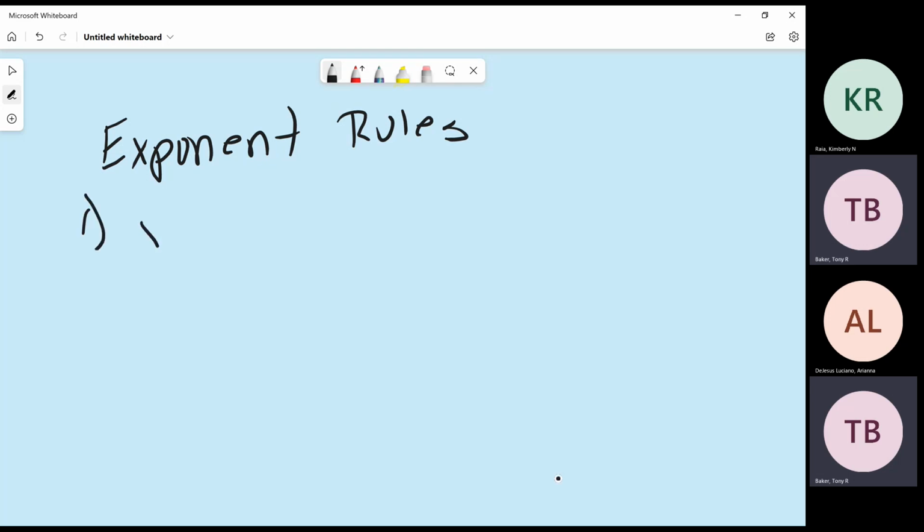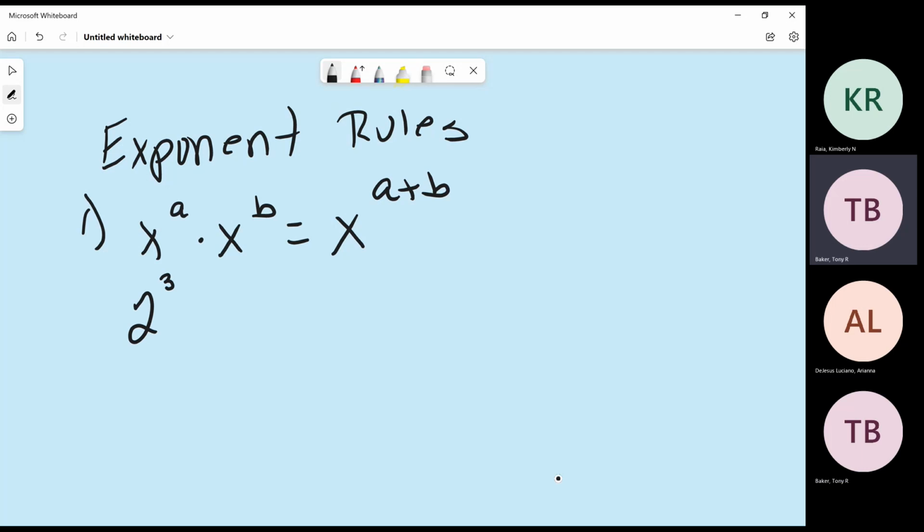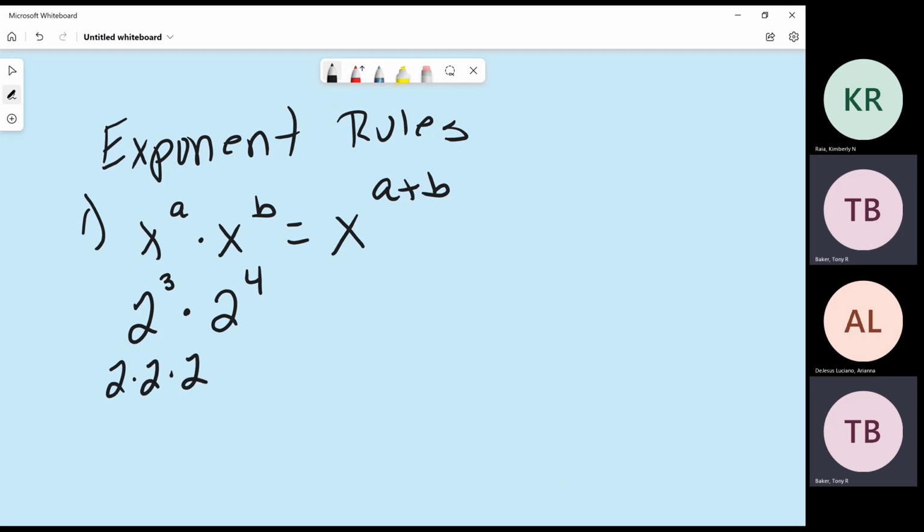The first rule is x to the a times x to the b equals x to the a plus b. This is the rule where the bases are the same, you add their exponents. So if we do 2 to the third power times 2 to the fourth power: 2 to the third power is the same thing as saying 2 times 2 times 2, right? 2 to the fourth power is 2 times 2 times 2 times 2. And that's literally the same thing as saying 2 to the 7th power, because I have 7 2's now. So that's kind of why that rule exists.